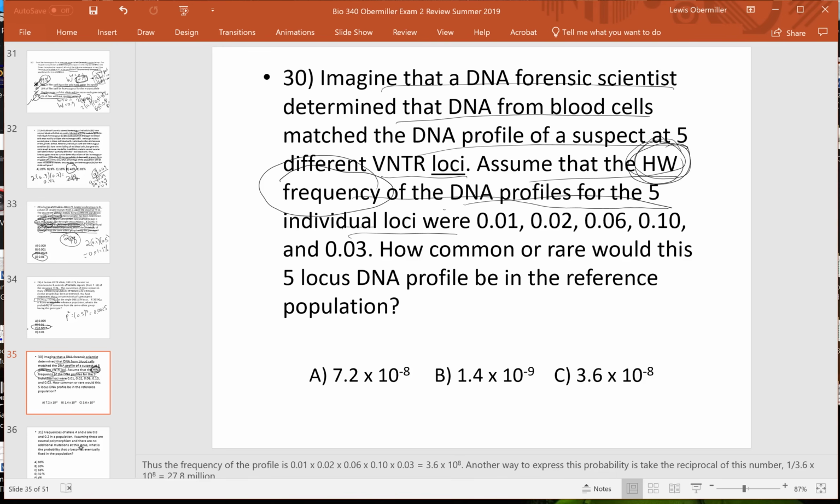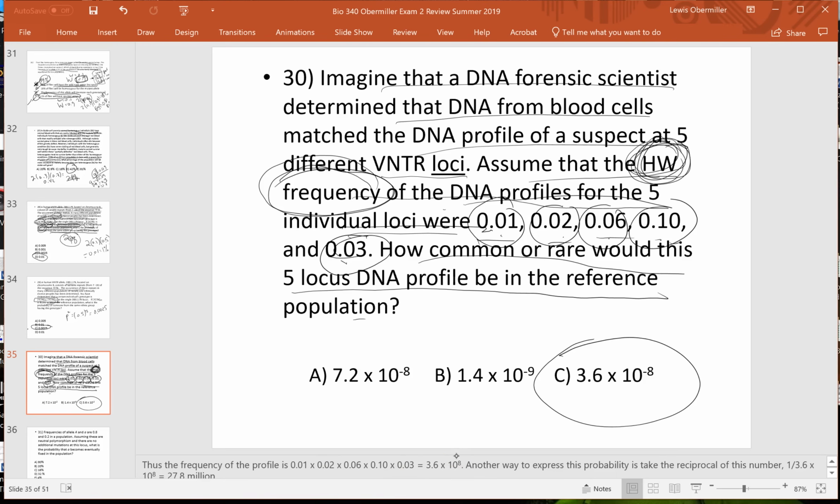All right, so 5 loci, this one, this one, this one, this one, this one. How common or rare would this 5 locus profile be in the reference? Super simple. All we have to do is multiply this times this times this times this times this, because the table has already given you the Hardy-Weinberg frequencies for those alleles. You don't have to calculate it out. So if you multiply 0.01 times 0.02 times 0.06 times 0.1 times 0.03, you should get this value here, which is C, which is 1 in 27.8 million, roughly.